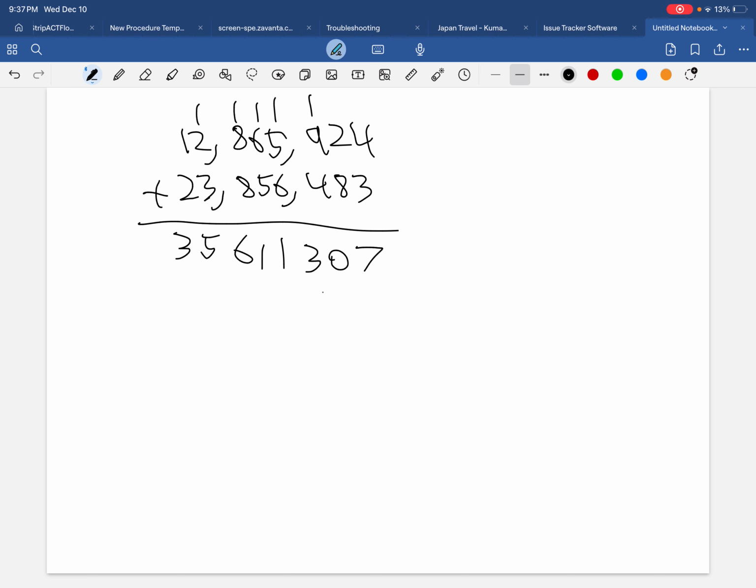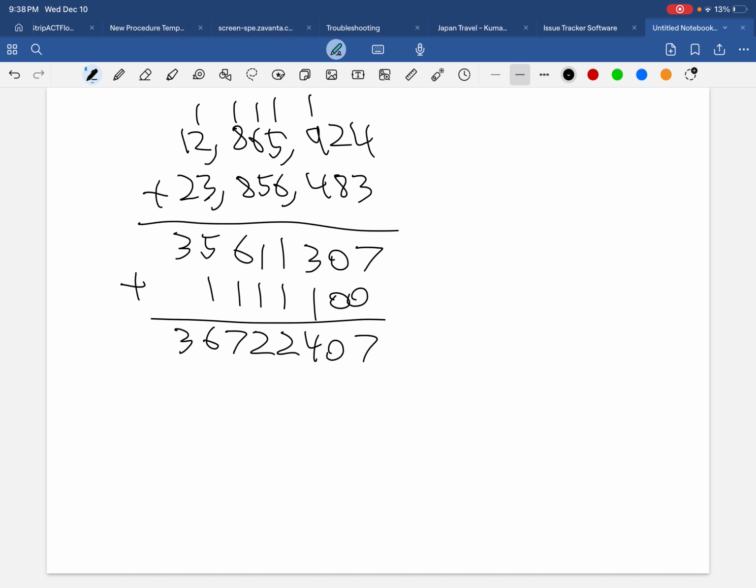We have 100, so we'll add 100 to that. We'll add 1,000, 10,000, 100,000 and 1,000,000. So we got a 4, a 2, a 2, 7, 6, 3. That wasn't very bad. That took maybe a minute.